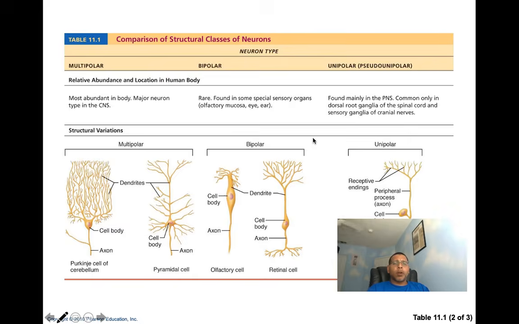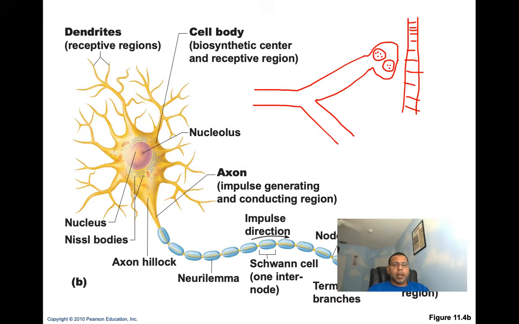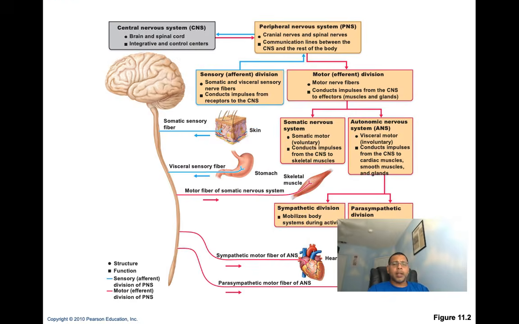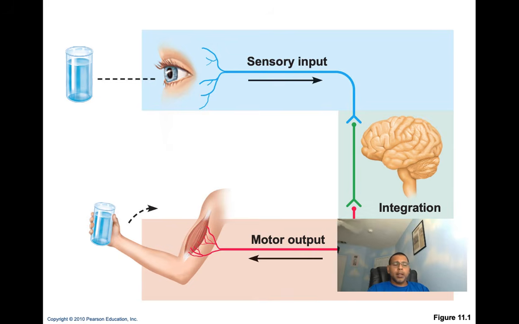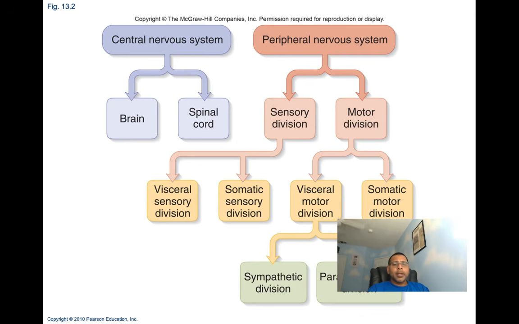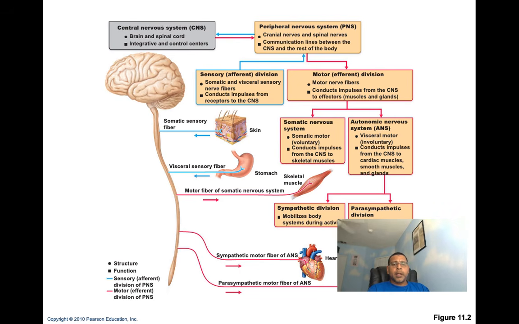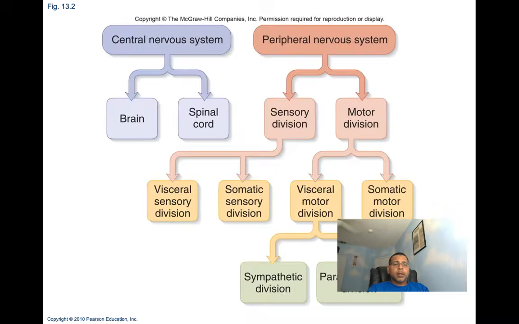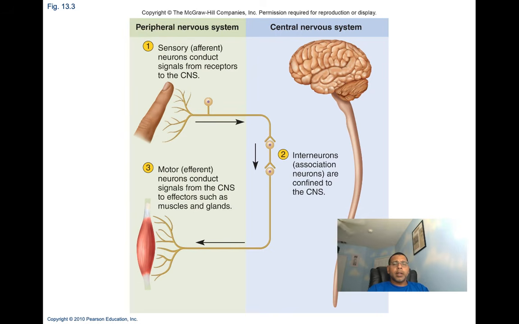And then also according to function. When we talk according to function, we saw that in the beginning, where we have basically sensory neurons, interneurons, and then motor or efferent neurons. So sensory or afferent, interneurons or association neurons, and then motor or efferent neurons.